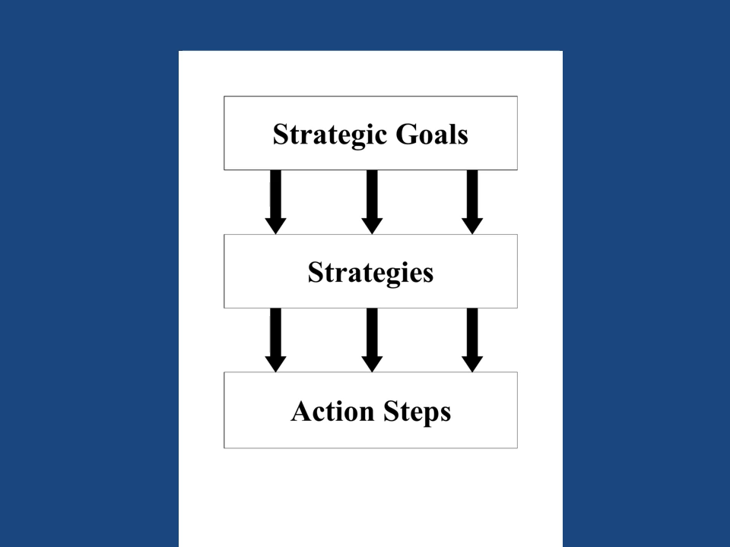Eventually, these are going to be articulated as our strategic goals. And for each strategic goal, we're going to identify strategies underneath those goals. And under each strategy, we're going to eventually identify action steps. This is what we call our strategic cascade.